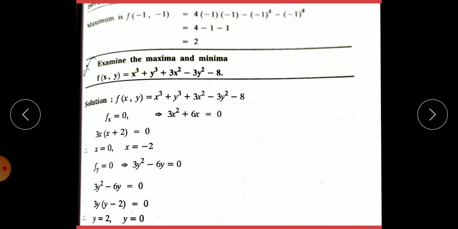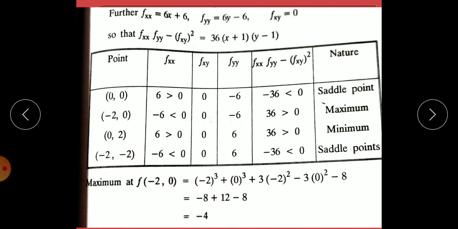Next, examine the maxima and minima. In the previous problem we have seen the extreme points. Now we are getting the maxima and minima. So let us take the given function like this. Now as usual we have to find f_xx, then f_y, then everything you have to find, and then find the x value as well as the y value, like the previous problem. Now you have to write f_xx f_yy minus f_xy the whole squared, and then draw the table. So again the same only.